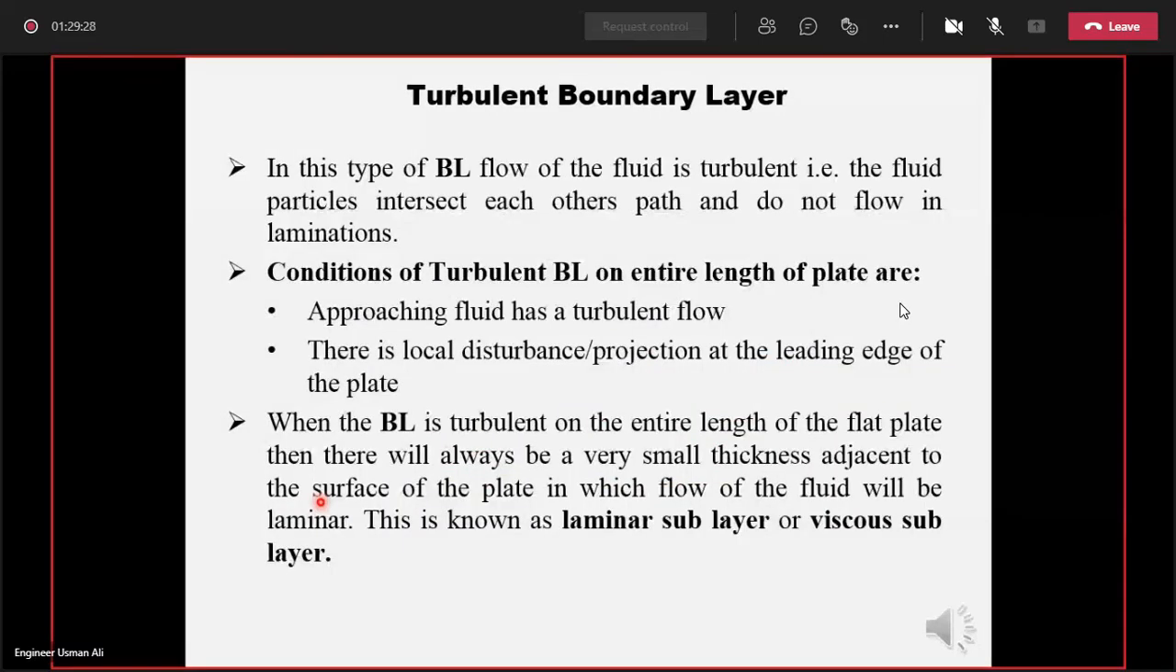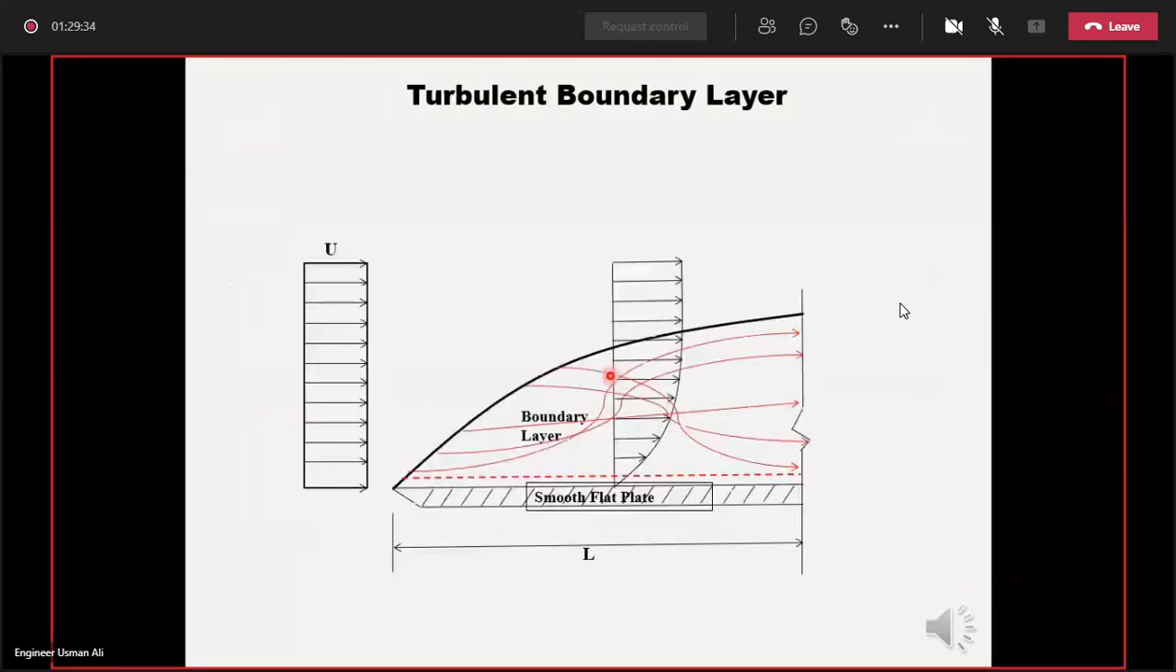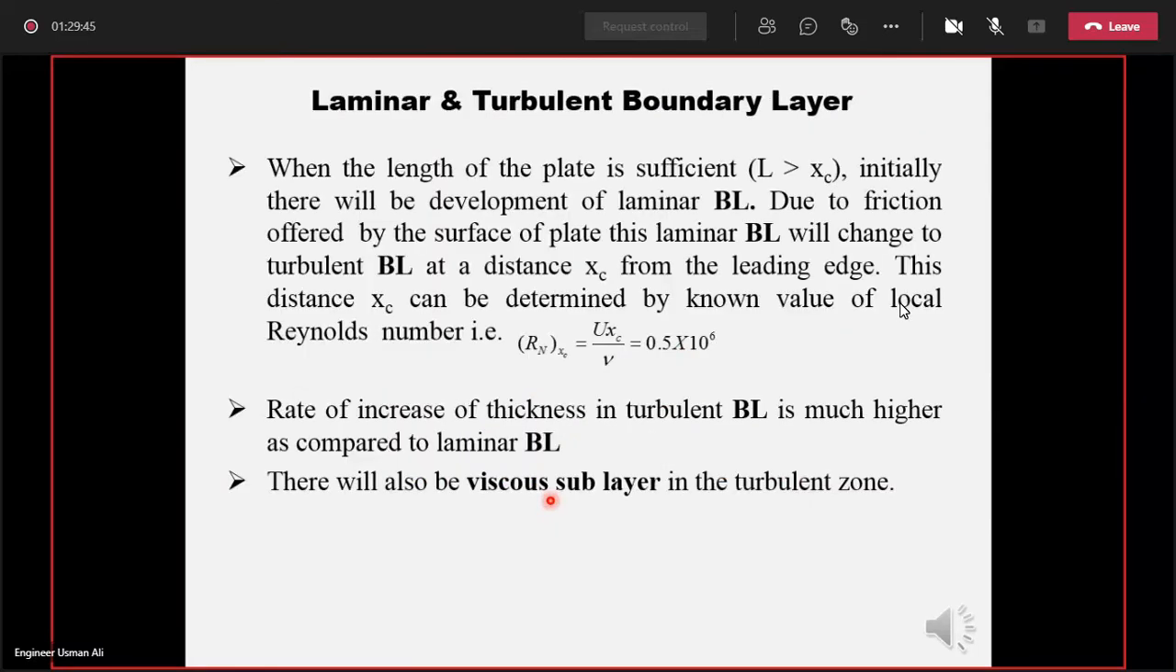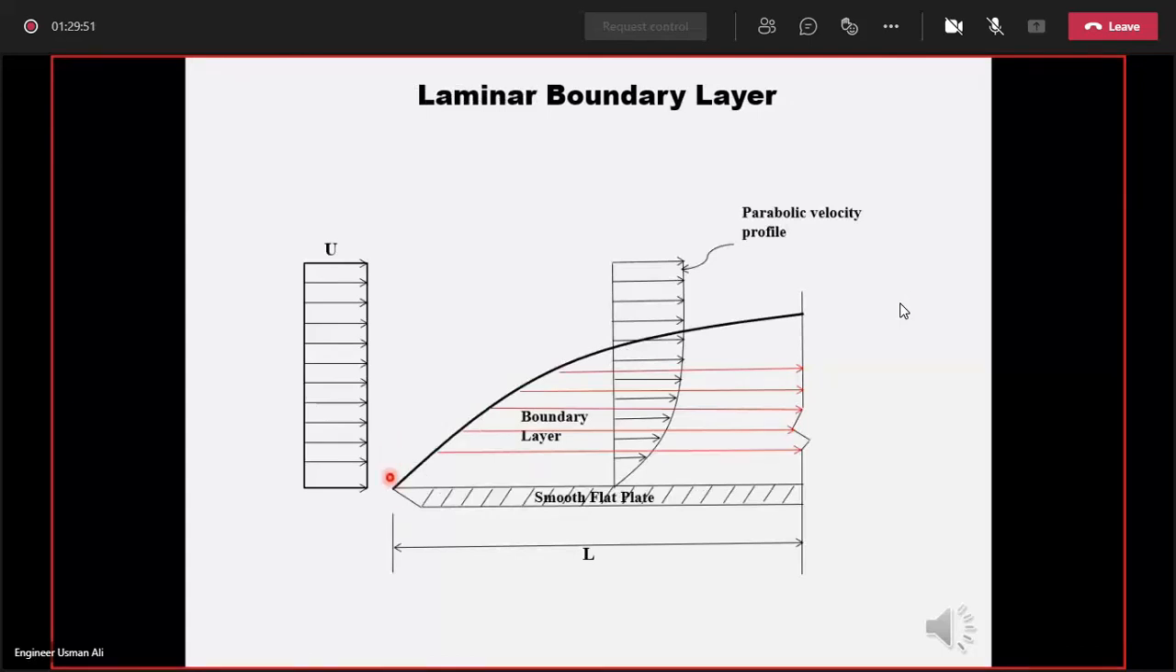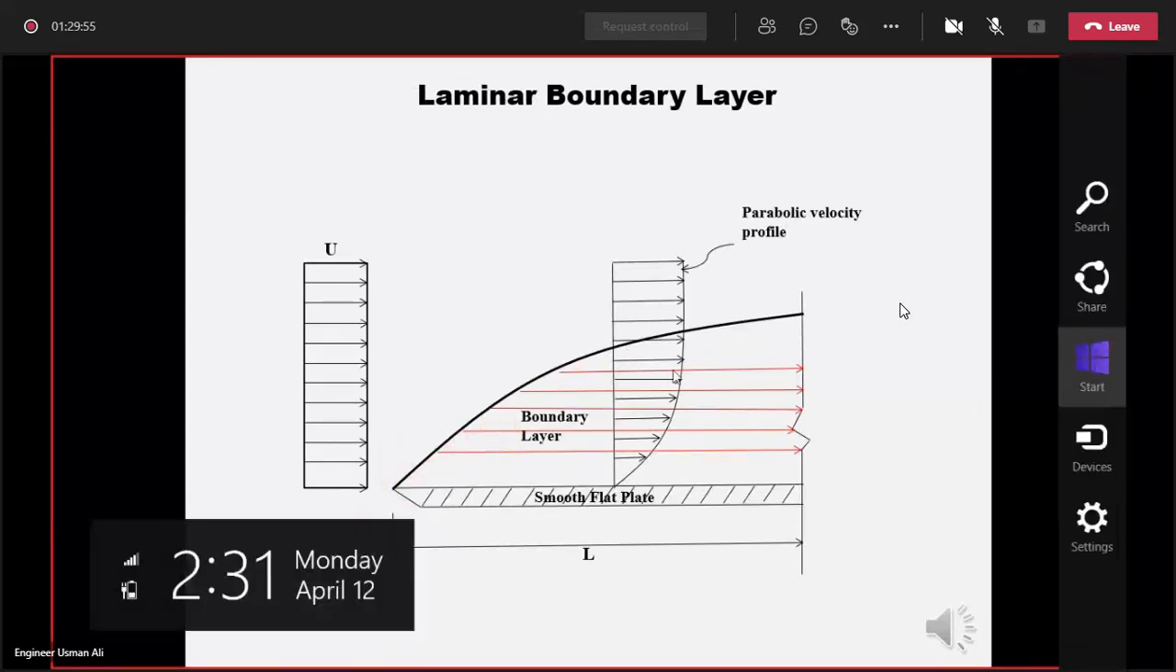What are the conditions under which a turbulent boundary layer will exist on the entire length of the plate? Number 1, the approaching fluid has a turbulent flow. So the fluid which is moving over the plate has a turbulent flow, so the boundary layer will be a turbulent boundary layer on the entire length of the plate. Secondly, there is a local disturbance projection at the leading edge of the plate. So if some local projection is there, right at the start the boundary layer will be a turbulent boundary layer.